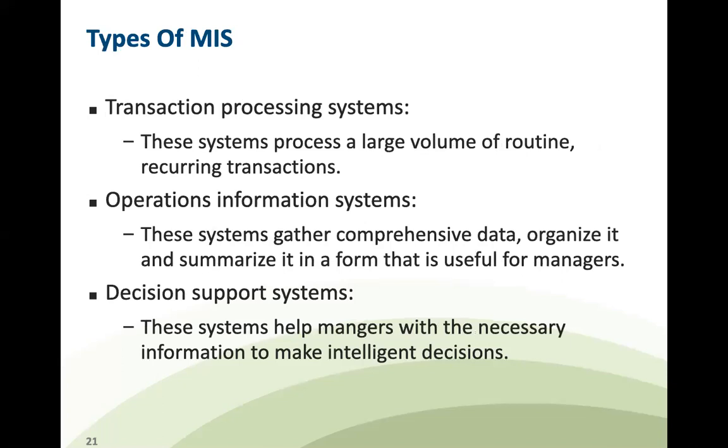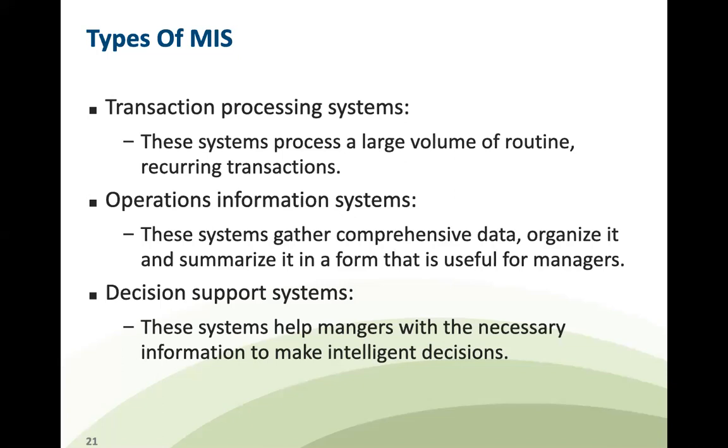Then we will focus on what types of management information systems are available. Basically, we have three types: transaction processing system, operations information system, and decision support system. Transaction processing systems process a large volume of routine recurring transactions. Basically, they focus on the transaction, processing routine or recurring transactions that are going to reoccur.